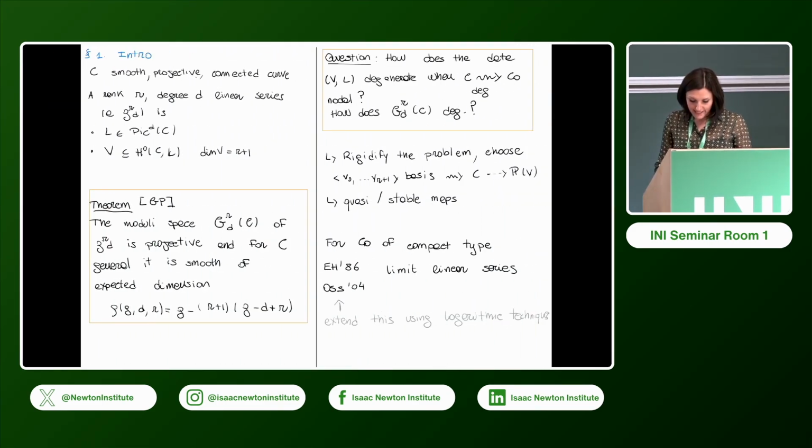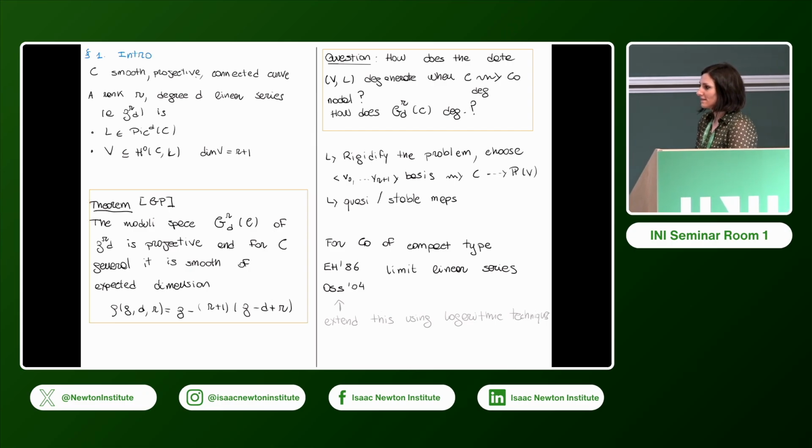And for C_0 a curve of compact type, there is the also now classical theory of limit linear series, introduced by Eisenbud and Harris at the end of the 80s, and then reviewed from a more module-theoretic perspective by Osserman, which gives a satisfactory answer to this problem. And what we want to do is try to extend this type of result beyond compact type using logarithmic techniques.